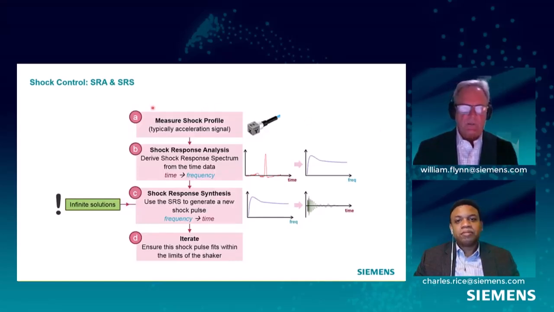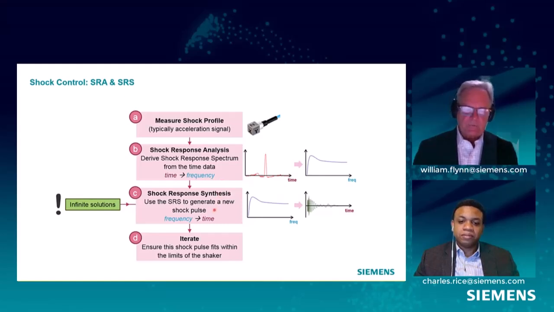The scenario goes like this. You would go out into the field and measure your shock profile in the time domain, typically acceleration signals. And then using the shock response analysis, we characterize that time signal by the frequency content. And that's what we want to replicate in the laboratory. So then once we have that SRS, and these SRSs can come from different sources too, a mil standard, a so-called cookbook type of SRS that you want to apply.